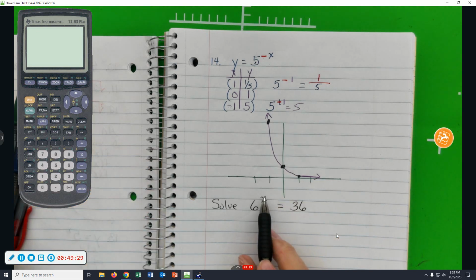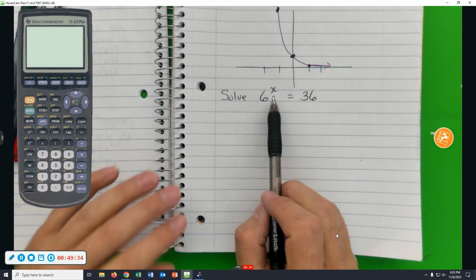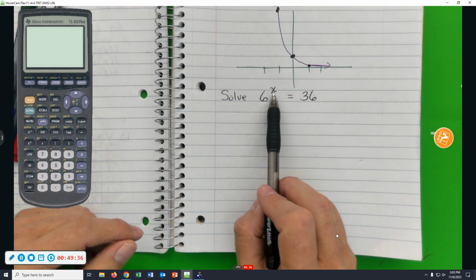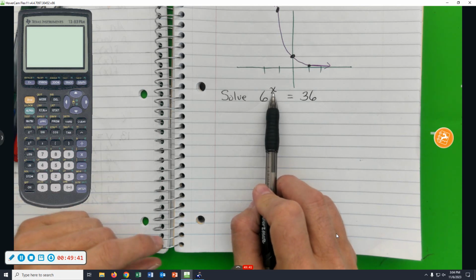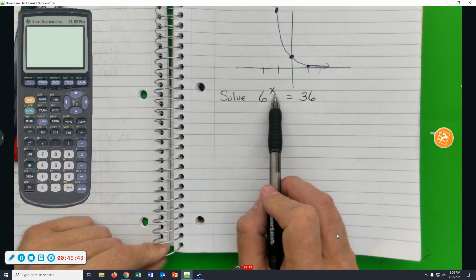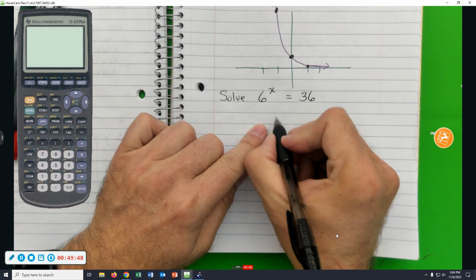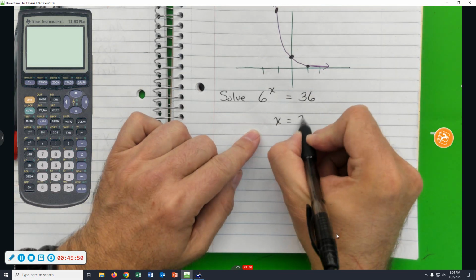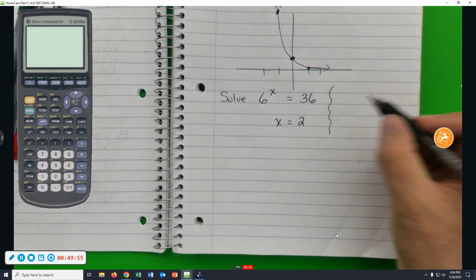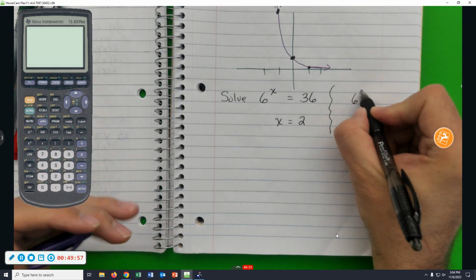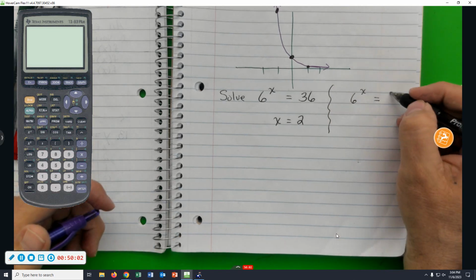6 to the x equals 36. What exponent needs to go right here? What is x? 2? Would y'all agree that 6 squared is 36? How did you come up with that? Okay. Here's what your brain does. I claim you could solve this one, but if I'd done this, could y'all have figured this one out real easily in your head?